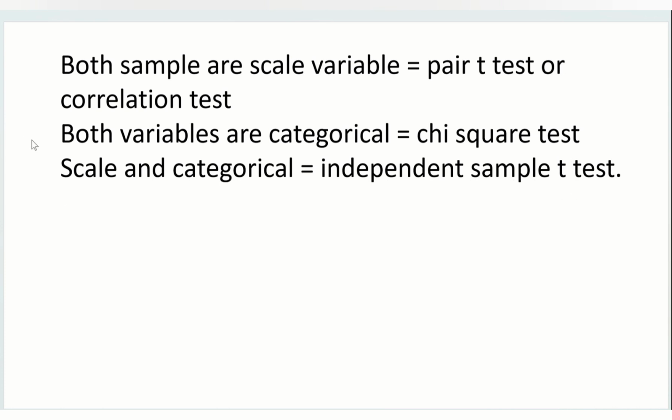If you remember this, I think your whole SPSS question will get solved very easily. Just remember this: whether both are scale, both are categorical, or one of them is scale and another is categorical, according to that you have to run the test. Very simple. This is step 2. Now step 3 is solving the question, that is inputting the data and then getting the output from it, which I am showing right now.